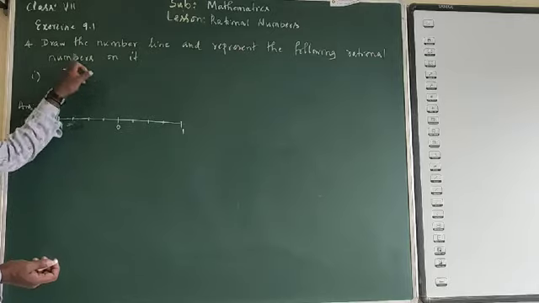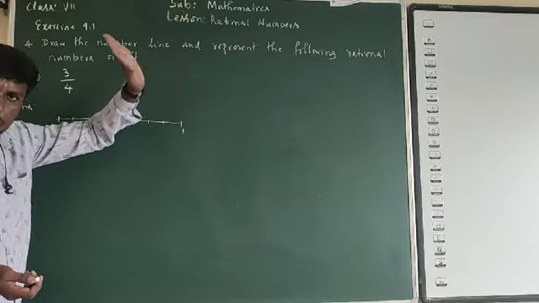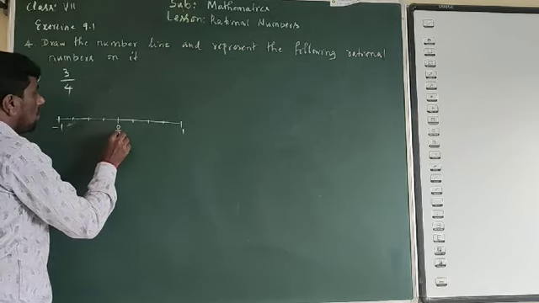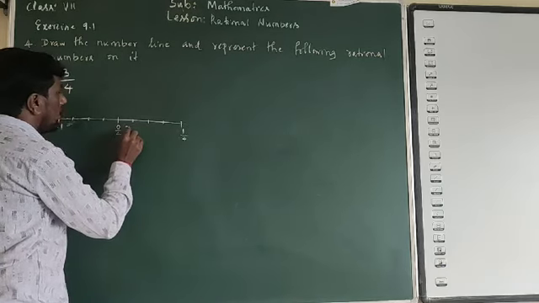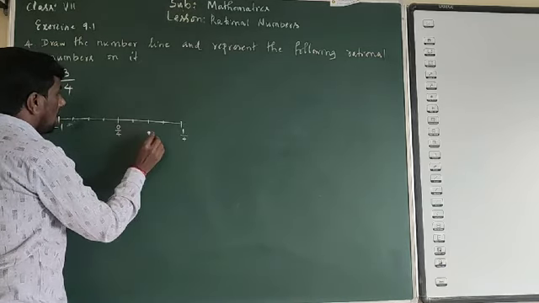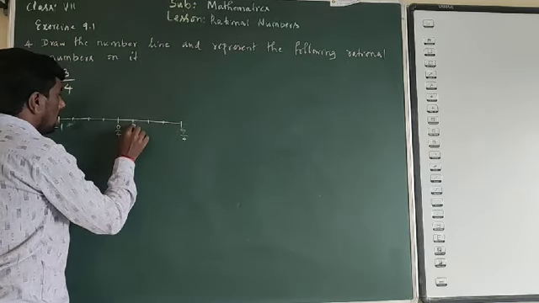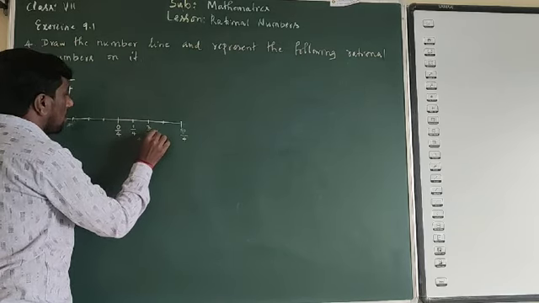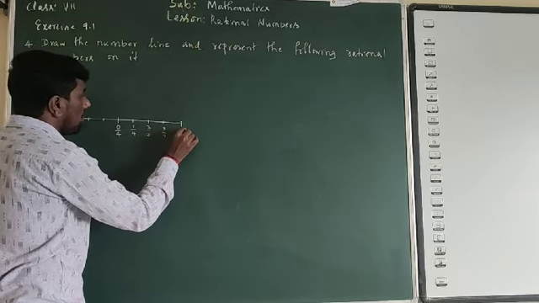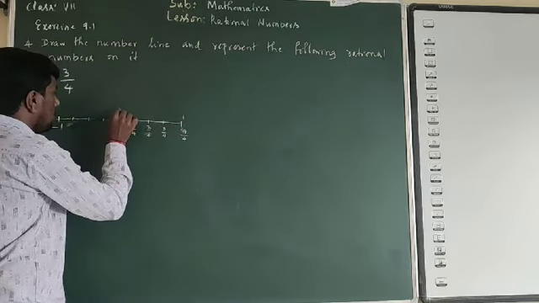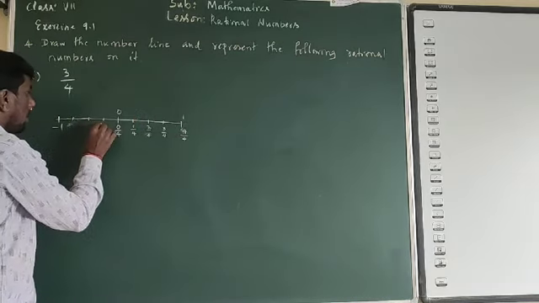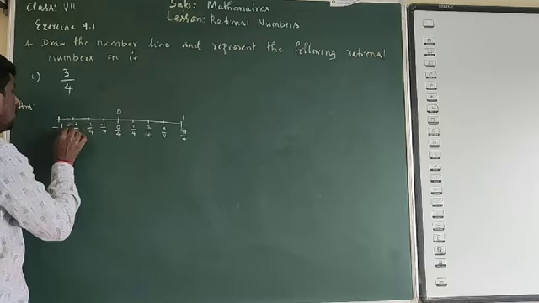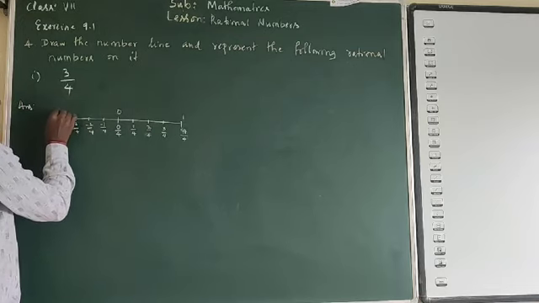Okay. So this is a positive number, that means the right side of 0. What is that? 3 by 4. So this is 0 by 4. After the 0, this is 1 by 4, 2 by 4, then 3 by 4. This is 4 by 4, and 4 by 4 is 1. 0 by 4 is 0. On the left this is -1 by 4, -2 by 4, -3 by 4, -4 by 4. -4 by 4 is -1.